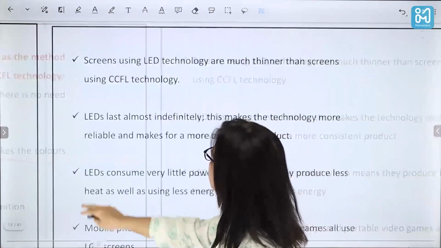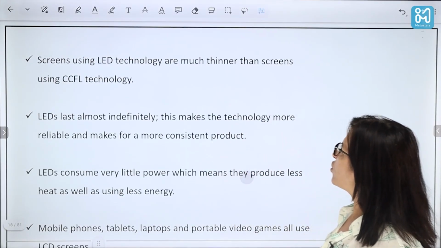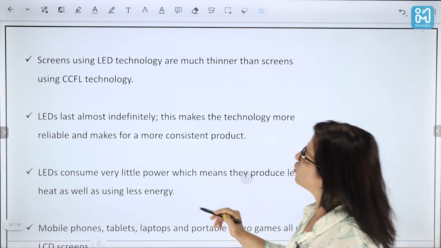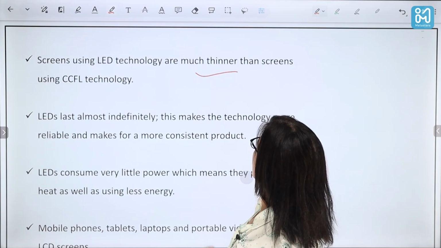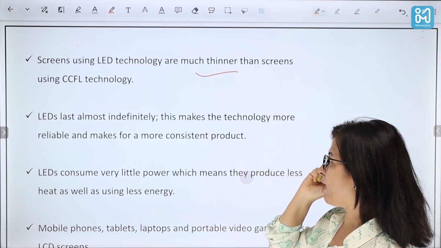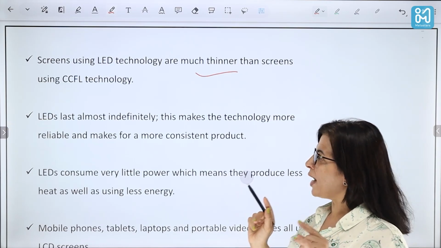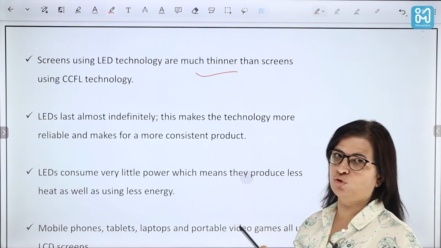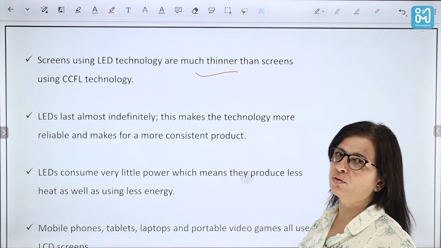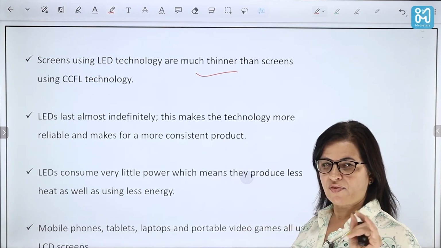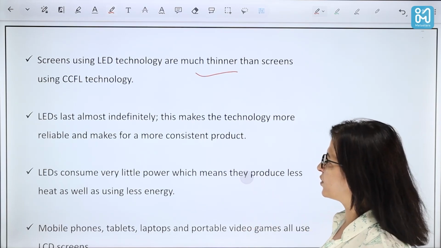Let's move on. Screens using LED technology are much thinner than screens using CCFL. This is a big advantage, of course. Why? Because the fluorescent lamp is considered huge, and when you put it as a backlight, it takes a lot of space, while LED is very small and reduces the thickness of your screen.